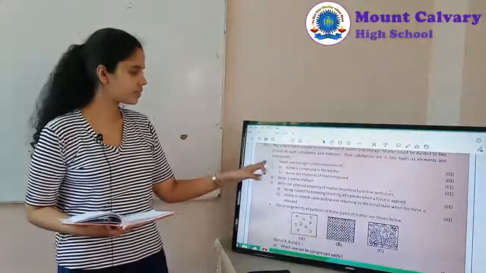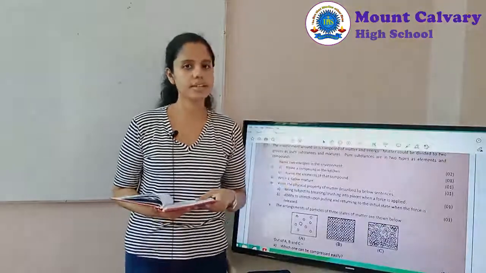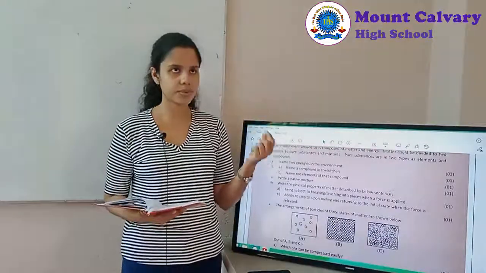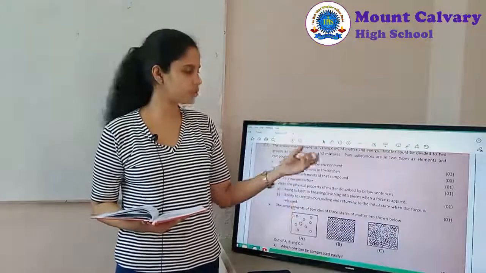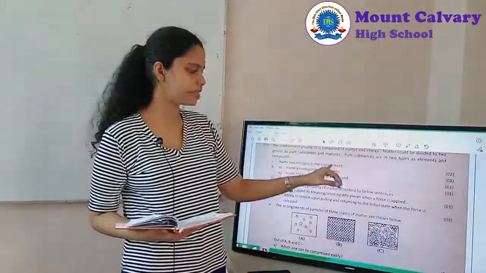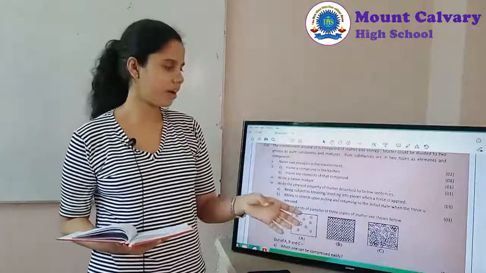That means two or three elements mixed together make compounds. So the first question, name two energies in the environment. What are the energies we can find in the environment? Solar power, hydropower, which is water, and also wind power. Those are the energies we can find in the environment.